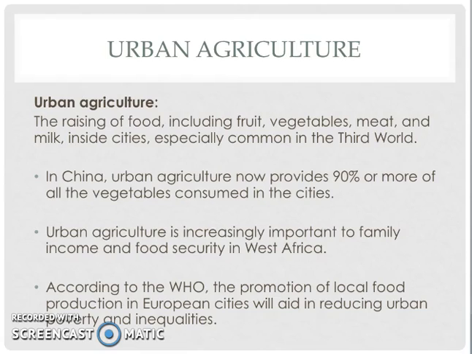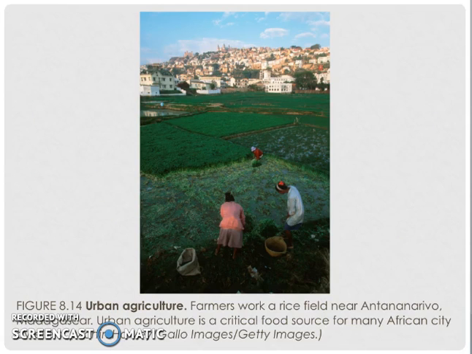In China, urban agriculture produces 90% of the vegetables consumed in the cities. This perhaps is a bit of an inflated Chinese number. However, there are vegetables grown in the cities in China. Urban agriculture is increasingly important to family income and food security in West Africa in particular. According to the World Health Organization, the promotion of local food production in European cities will aid in reducing urban poverty and inequalities. See a great picture here from Madagascar, beautiful urban plots, a critical food source for many African city dwellers.